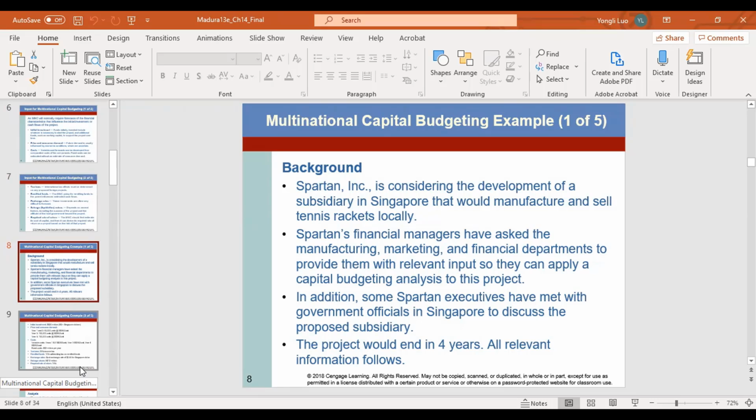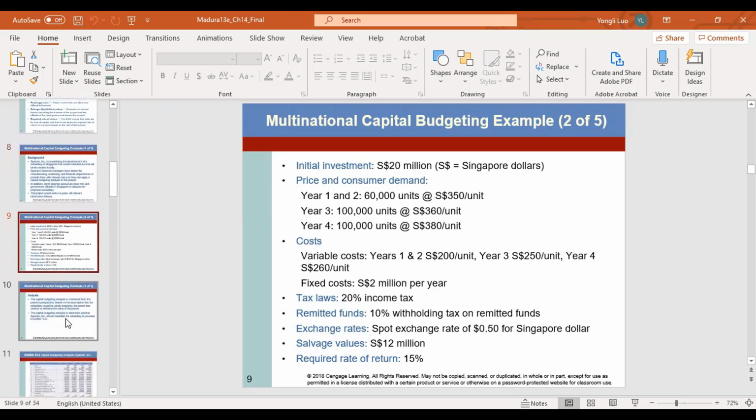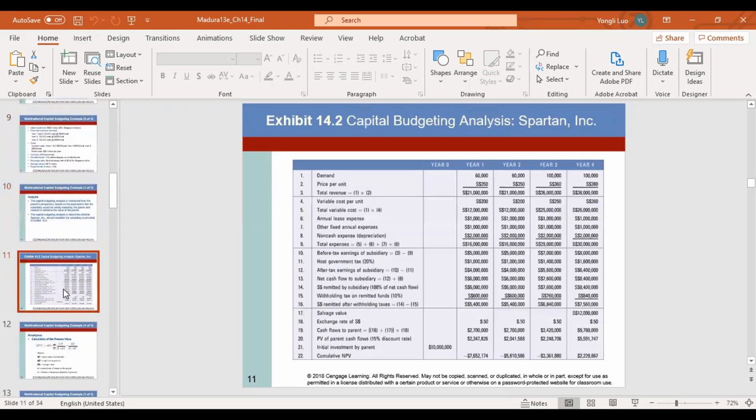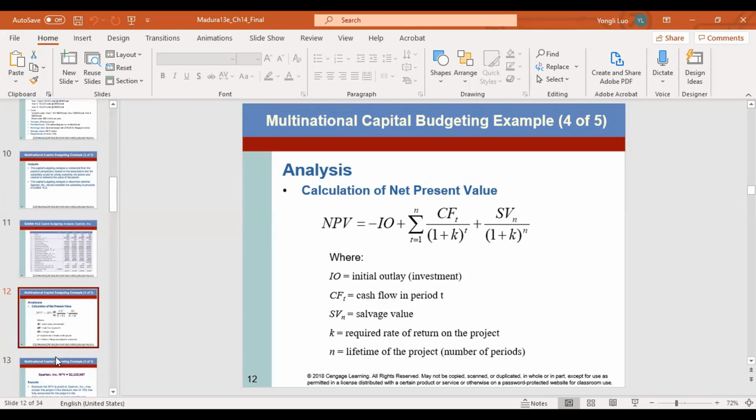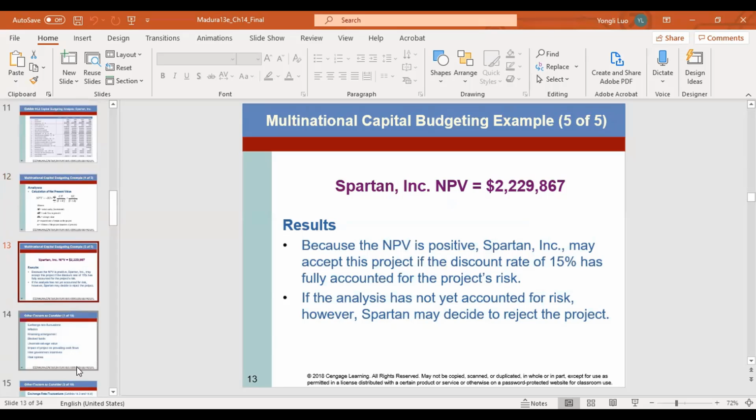The following several slides will introduce a multinational capital budgeting example. So the final step is going to calculate the net present value. If the net present value is positive, we should accept the project. If the net present value is negative, we should decline the project.